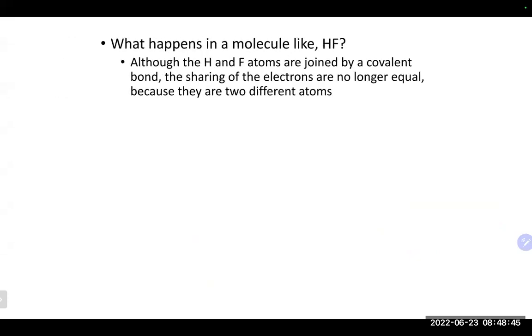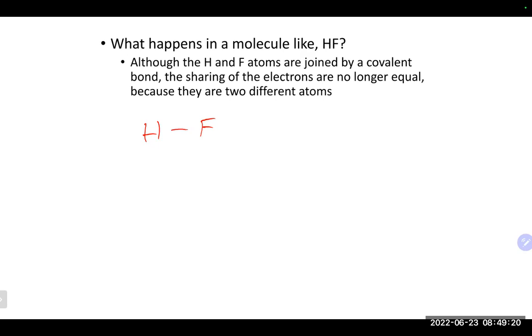Now, what happens, though, if we take something like hydrogen and fluorine and put it together? We no longer have the exact same two things sharing the electrons. In fact, if we look at the periodic table, we see hydrogen on the left there, we see fluorine on the right, and we already know that fluorine is more electronegative than hydrogen. That means if fluorine is more electronegative than hydrogen, would the electrons be more attracted to fluorine or less attracted to fluorine? It should be more attracted to fluorine, right?